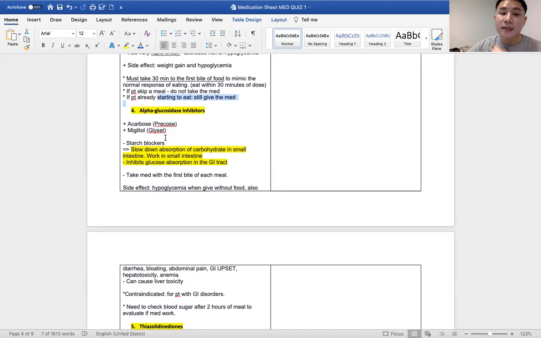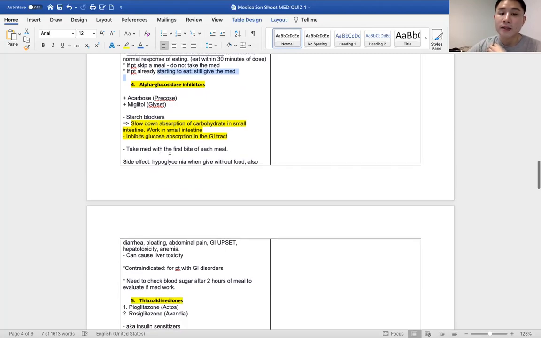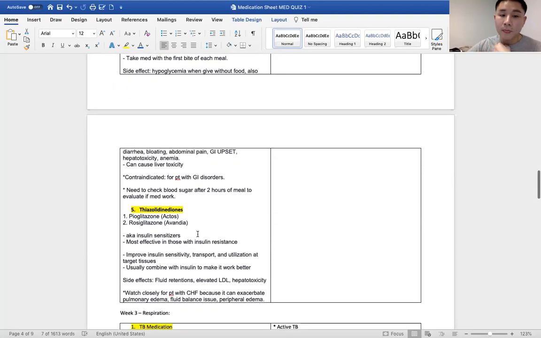Next is alpha-glucosidase inhibitors. Basically, this medication is a starch blocker. It slows down the absorption of carbohydrate in the small intestine. It works in the small intestine and inhibits glucose absorption in the GI tract. Take with the first bite of each meal. It can cause hypoglycemia when given without food.